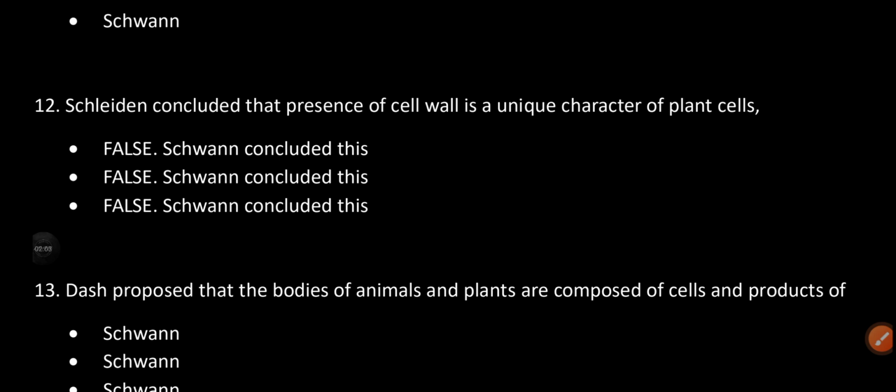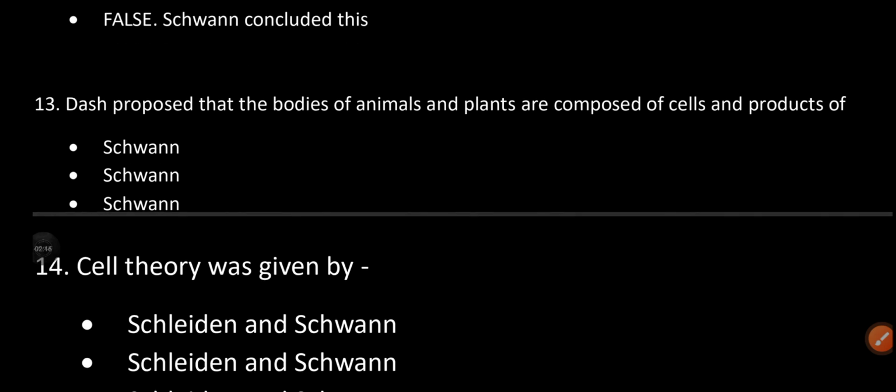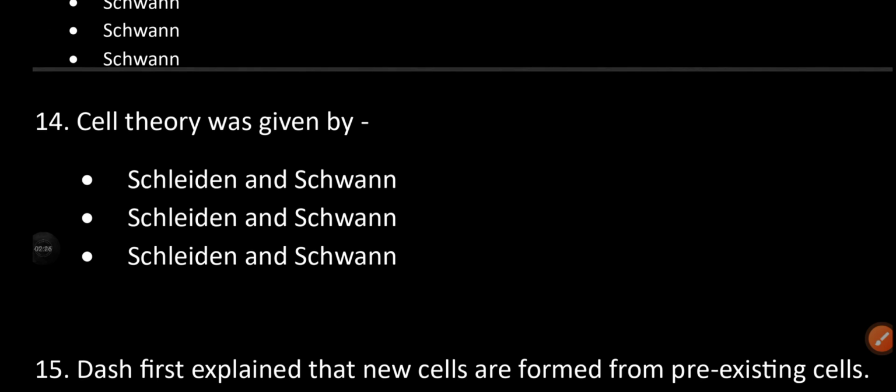Schleiden concluded that presence of cell wall is a unique character of plant cells. False. Schwann concluded this. Dash proposed that the bodies of animals and plants are composed of cells and products of cells. Schwann. Cell theory was given by Schleiden and Schwann.